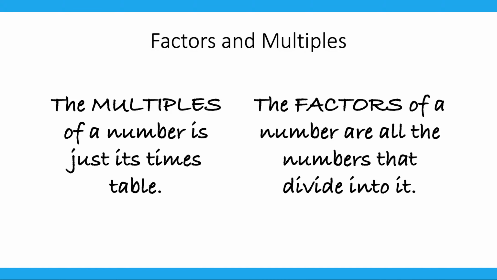So first of all, factors and multiples. Here are the exact definitions. The multiples of a number is just its times tables. So if we say the multiples of 8, we would have the 8 times tables. And the factors of a number are all the numbers that divide into it. So if we said factors of 24, it would be all the numbers that divide into 24.